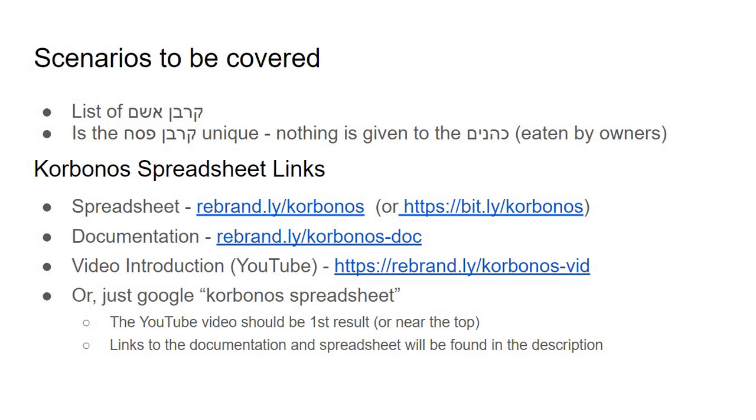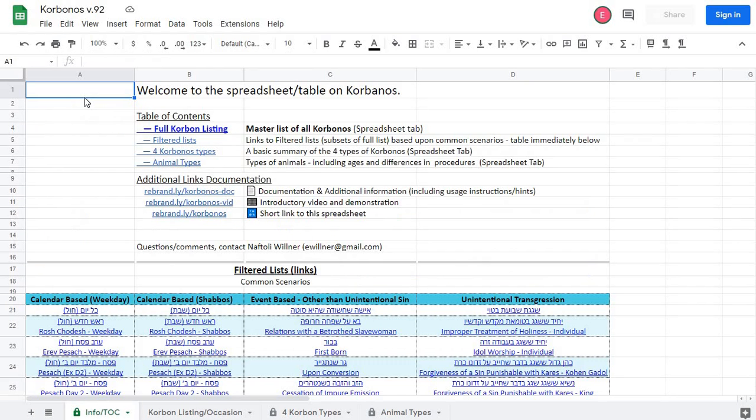Now on to the Korbonos spreadsheet itself. We are now looking at the Korbonos spreadsheet itself, and first, just to provide an orientation, the full Korban listing, that's another tab which we will be going to momentarily, and that's where we will be spending most of our time, and we'll provide a very brief introduction when we get there.